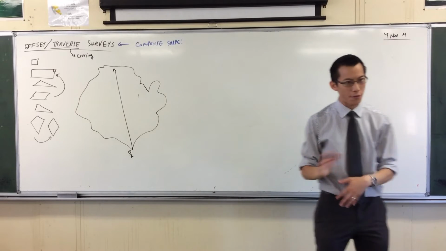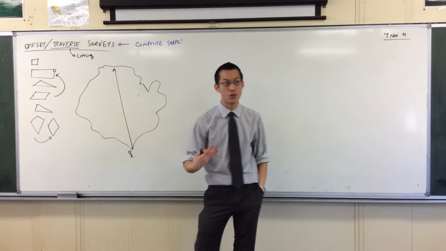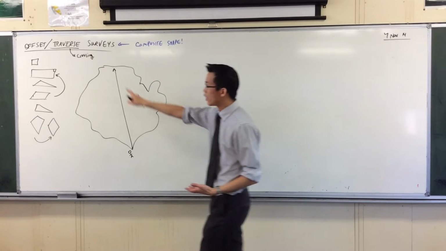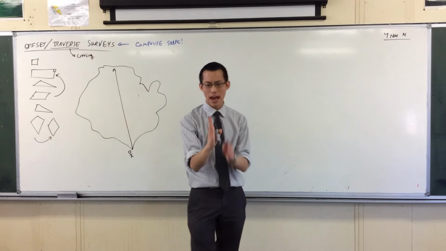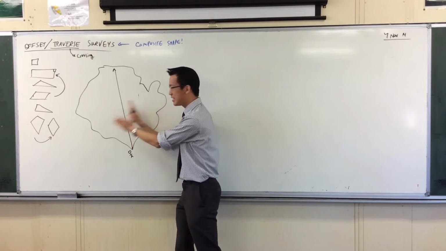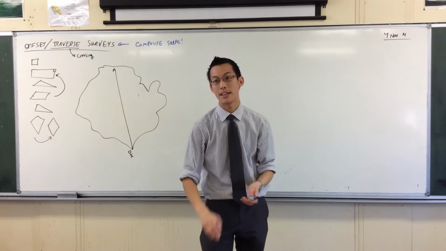So that's the first part of the traverse survey. As you're going to walk across this, traversing is what you're doing. But the second part of it, the more useful part, is the offset part. An offset is when you have a straight line, and then you measure distances away from that straight line. And those distances are the offsets, okay?